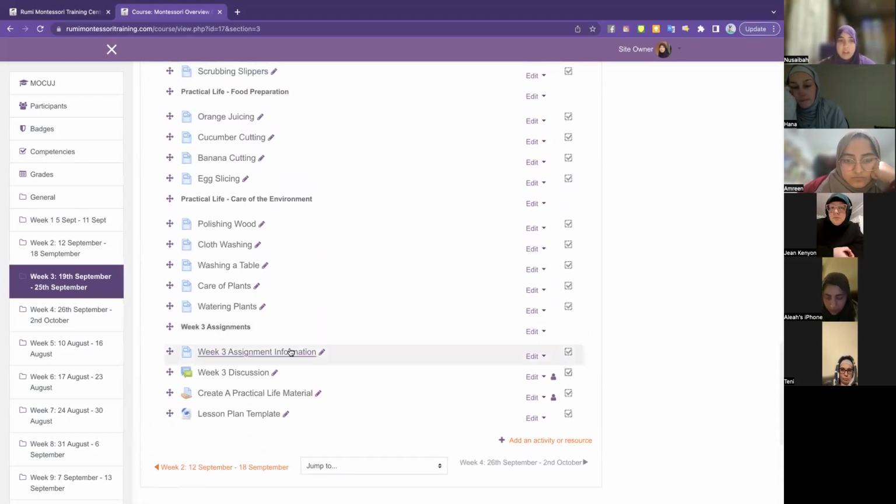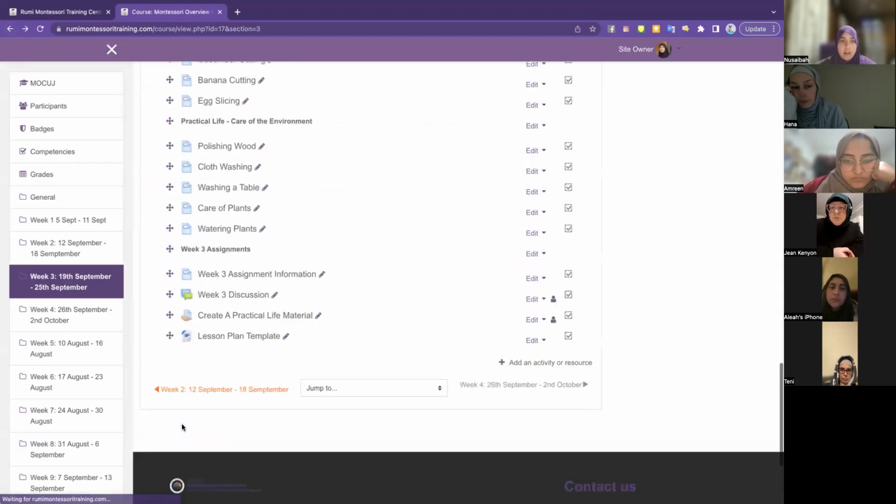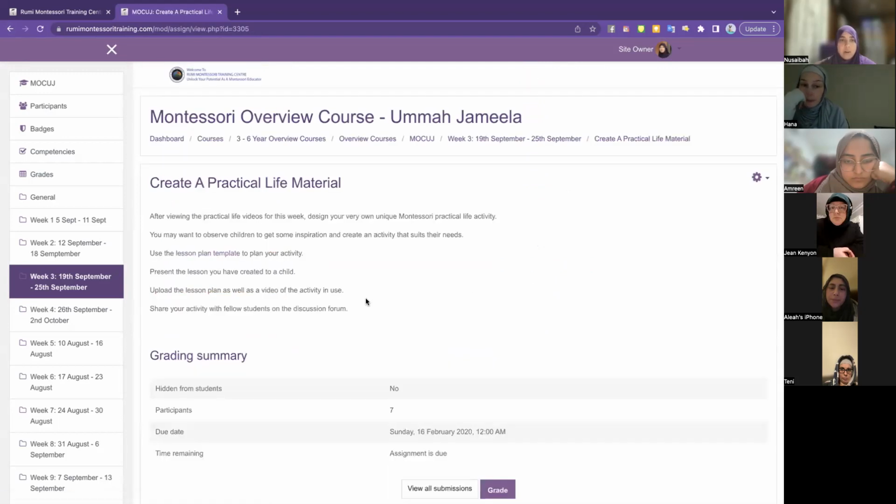But anyway, for this week, you have an assignment to make a practical life lesson. So the absorbent mind, and then you have some reading, and then you have to create a practical life activity. That means observing a child to see what interests or needs they have, then taking a practical, real life thing that they need to be doing and want to work towards independence in, and breaking that down into an activity.